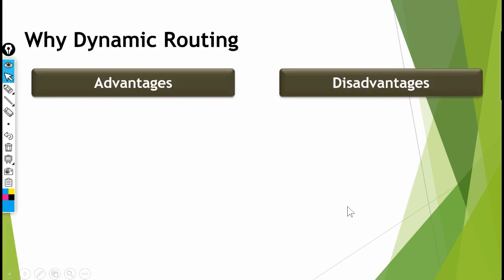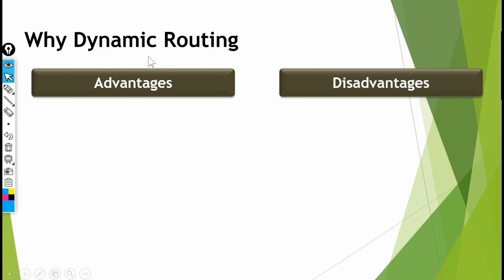Welcome everyone. In this chapter, we will see the introduction to dynamic routing. So, as of now, we have gone through static routing and we need to understand why dynamic routing first. So, let's get started. First of all, we need to understand why dynamic routing is needed. Of course, there is a specific requirement for the same.